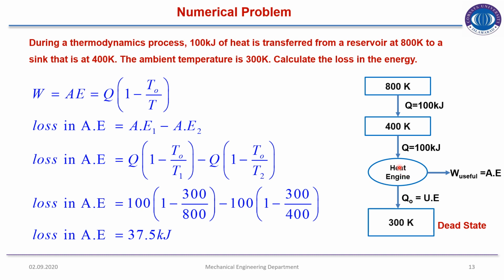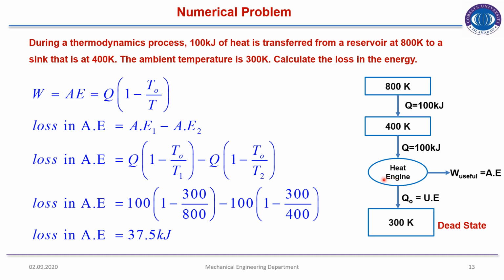So here a heat engine is connected to a source and a sink. Initially, a thermal reservoir at a temperature of 800 Kelvin is connected to another thermal reservoir at 400 Kelvin, and that thermal reservoir is connected to a heat engine, and that heat engine is connected to a sink at a temperature of 300 Kelvin. The heat engine will produce a certain amount of useful work. So now the question is to calculate the loss in the energy.